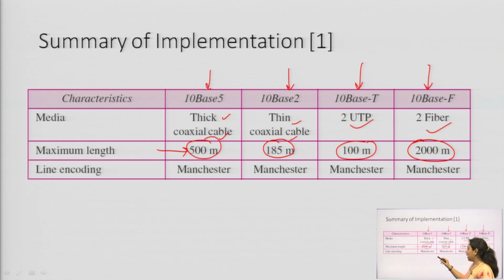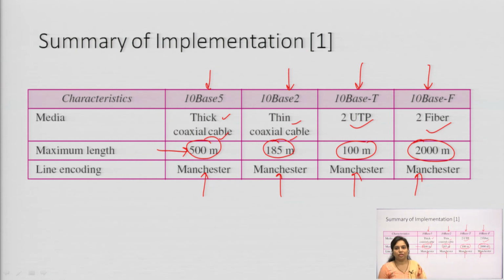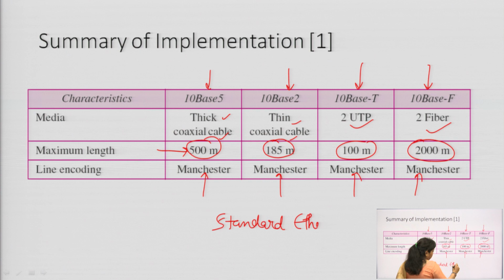Now, next is the line encoding. This is the Manchester encoding. In all the cases, you can see that the system has used Manchester encoding. This is a very feasible, very accurate kind of encoding that has been used in all 4 cases. So, this is the summary of all the implementations that are possible with this standard Ethernet connection.